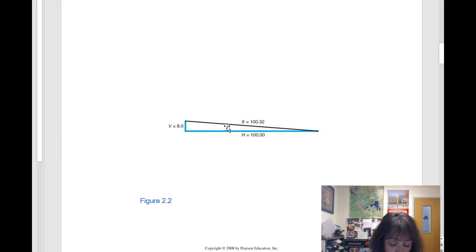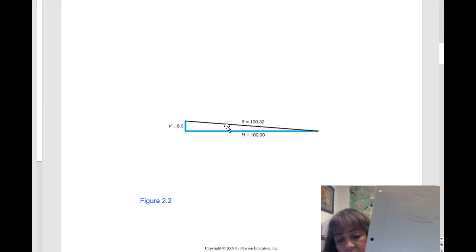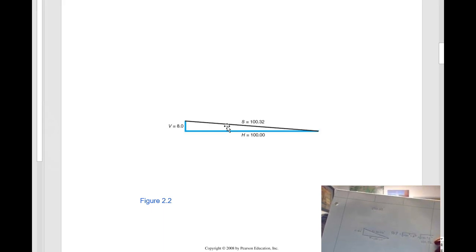So I would write out, and I'll show this to you briefly, 100 squared, that would be the horizontal distance, plus 8 squared, that would be the vertical distance, should equal 100.32 squared. Let me write this down, okay, 100.32. I always abbreviate the theorem of Pythagoras as TOP, just the first letters of the initials, and you can see that I've worked out the math for you.